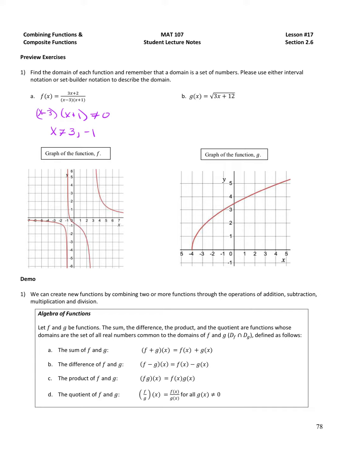And if I write this fully in set builder notation, I would say the set of all x's such that x is not 3 or -1. And when you look at a graph of f, this was generated with a computer, you can see that at 3 and at -1, the graph actually doesn't exist.